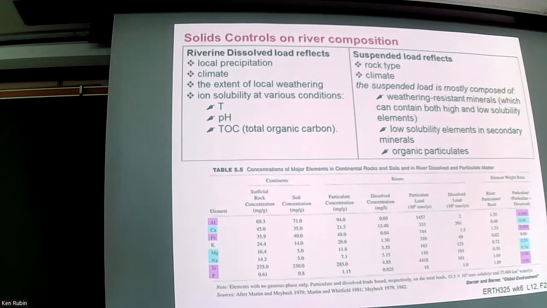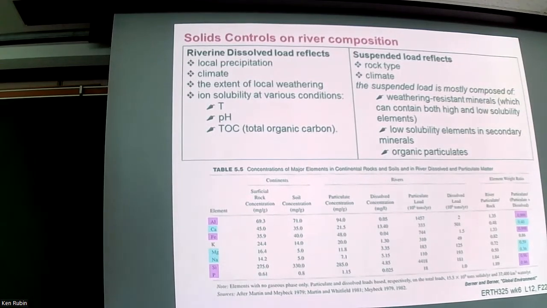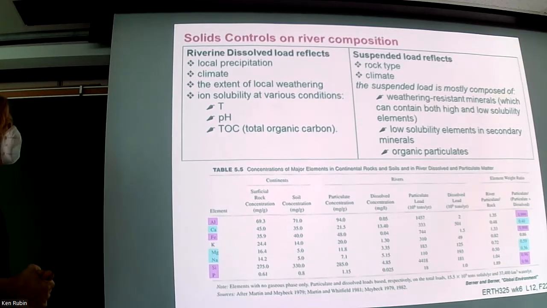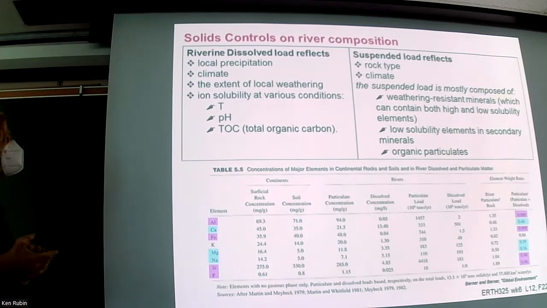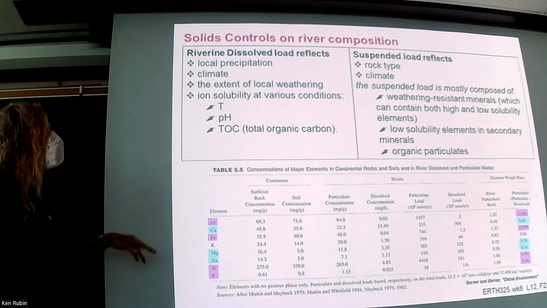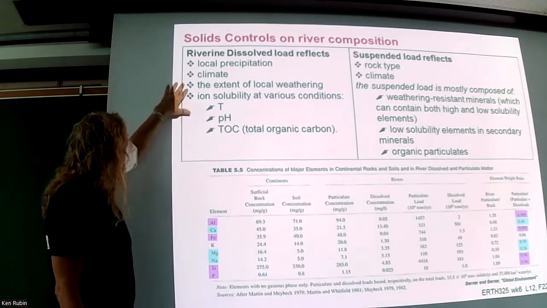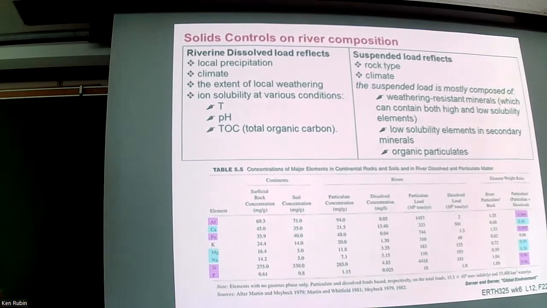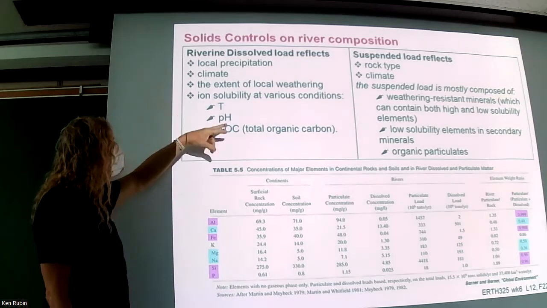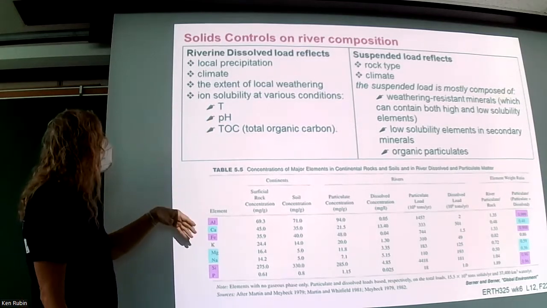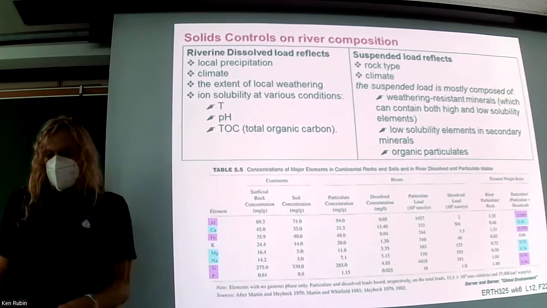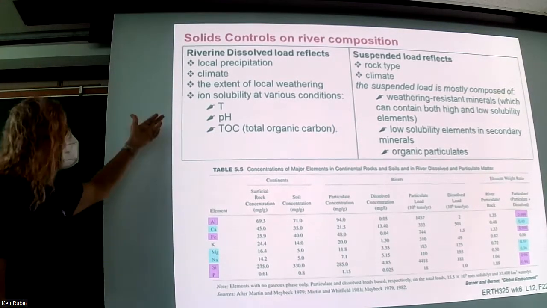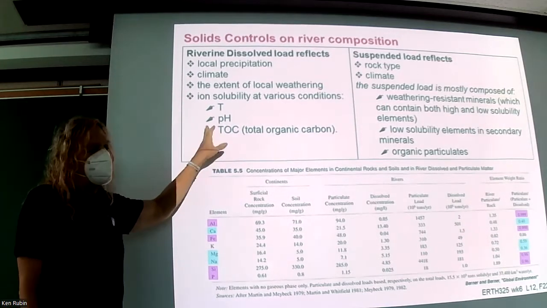So there's one other thing we can think about, which is the rocks and watershed, and how do they affect the composition of both the dissolved and suspended load. And the dissolved load is a function of all those features up there. How wet is the environment? How warm or cold is the environment? How much weathering takes place in the environment? And how soluble are all the various chemicals that we're releasing from the rock? So dissolving them is a function of things like temperature and pH and the total organic carbon.